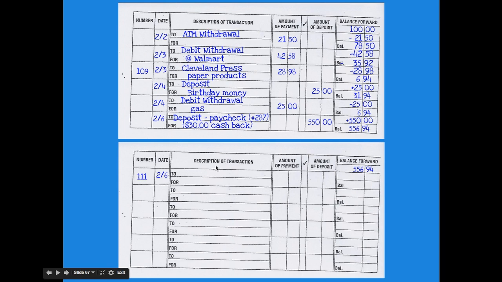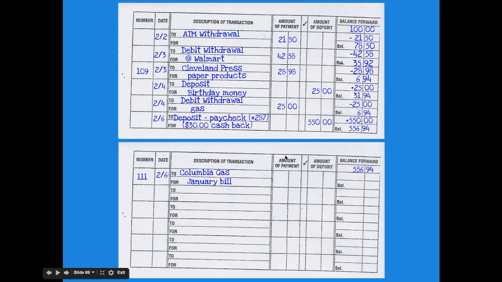In the description of transaction column, on the to line, what are we going to put? Columbia Gas. On the for line, are we going to put anything? You should say it's your January bill, because typically you get the bill at the end of the month, so the next month you have to pay the bill. So it's now February, we're going to pay last month's bill. So I'm noting that we wrote this check for the January bill.